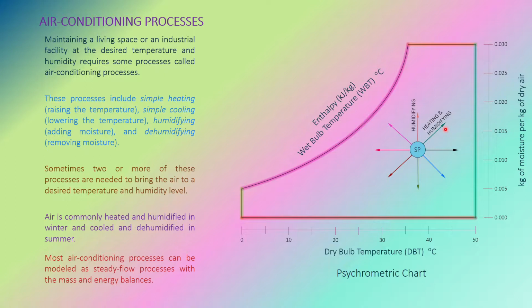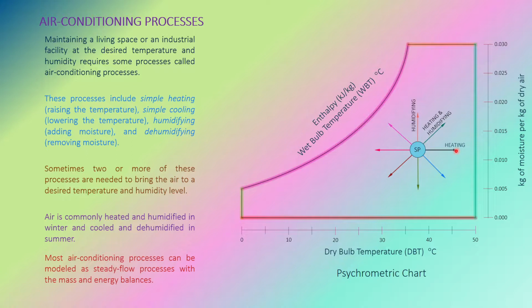Then you have heating and humidifying. When you combine the heating and the humidifying process together, you have what we call heating and humidifying. Heating is on this line here. As you can see, this is a horizontal line. That means it involves no change in the specific humidity. So during the heating process, usually the specific humidity remains constant.